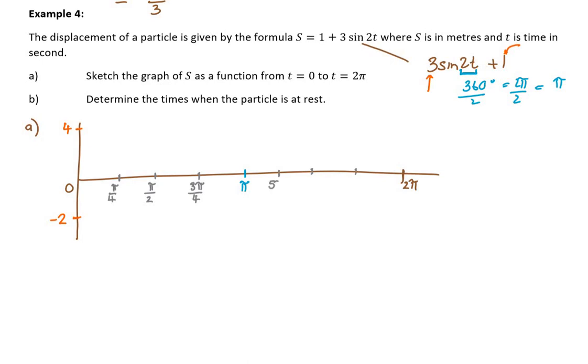So then this would be 5 pi by 4. This will be 6 pi by 4, which we would simplify to 3 pi by 2, and then 7 pi by 4, and then 8 pi by 4, which is 2 pi.